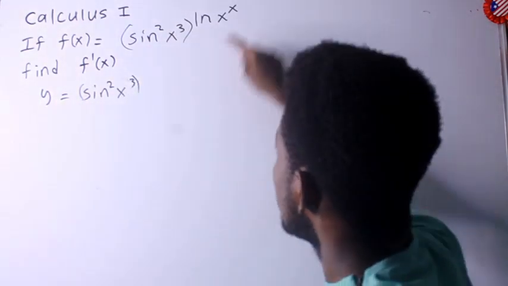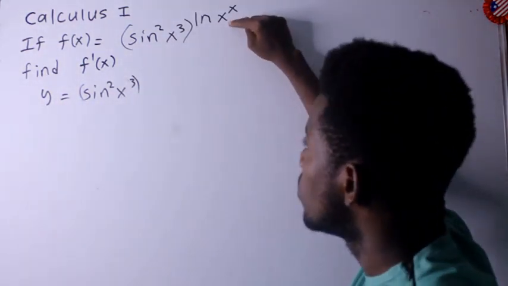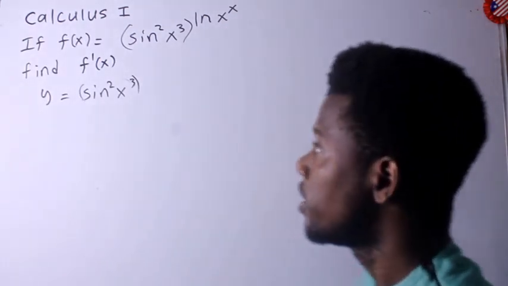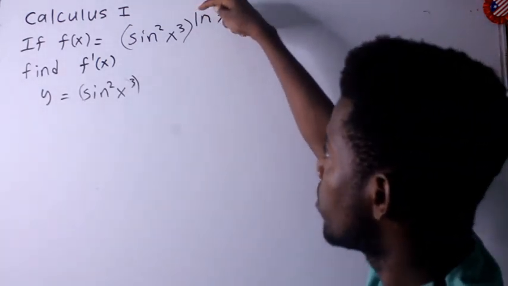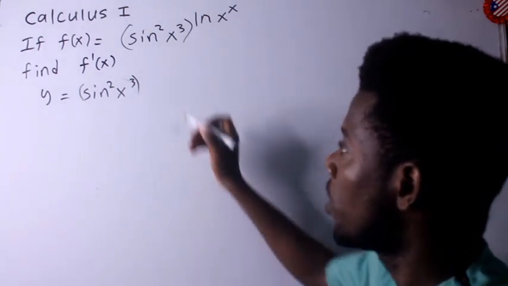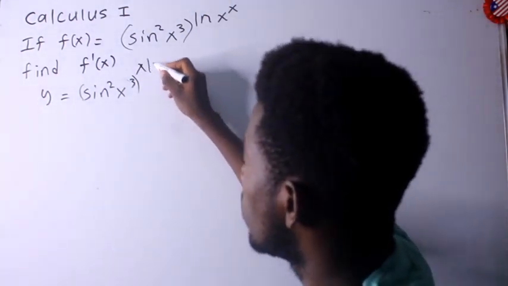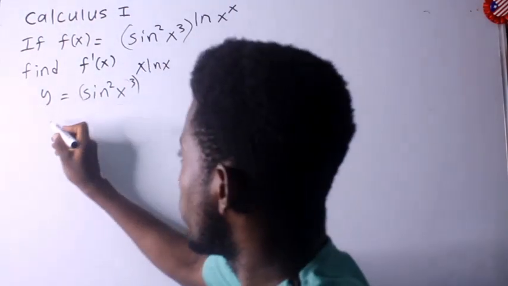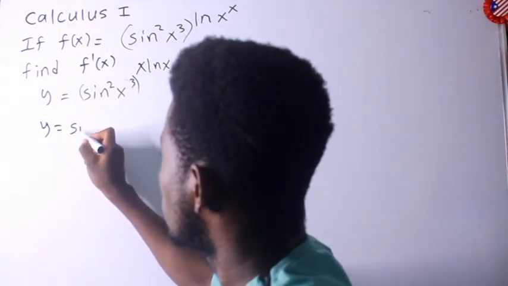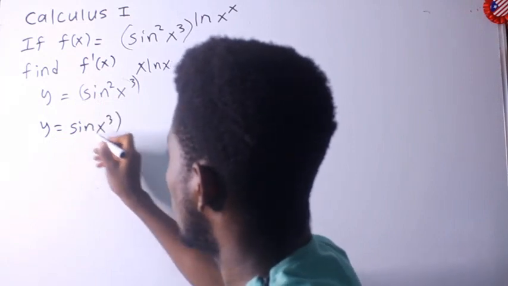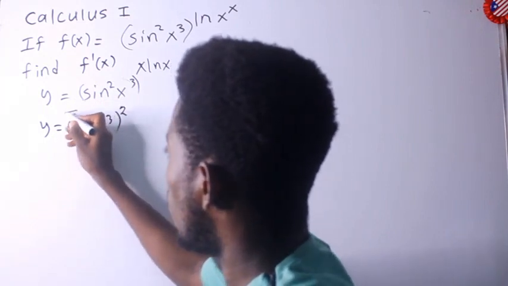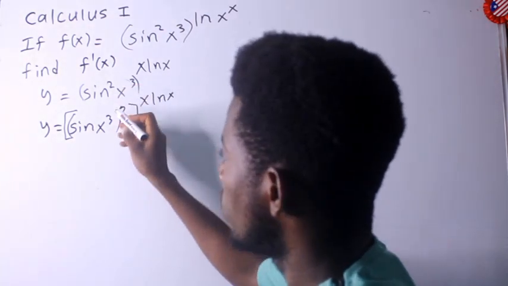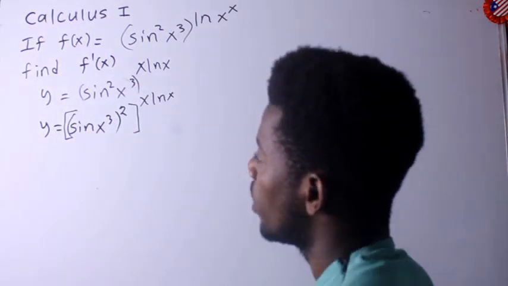Now this x is serving as a power for this x, so according to the logarithm property, this x is going to drop behind the logarithm, so you have x, the ln of x. Great. I'll rewrite this as y is equal to sin x cubed all squared and all raised to the power of x, the ln of x, because the square will affect the entire sum, so that's sin squared x cubed.